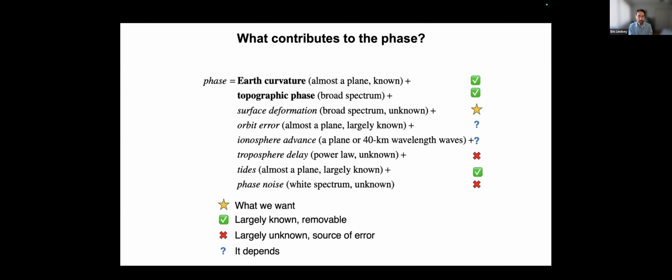So if we think about what we have and what we want, we actually know the Earth curvature and the topography pretty well these days. That wasn't always the case, but nowadays it's pretty good. We're looking for the surface deformation, right? That's typically what we want. We know the tides. There are models that can correct for that. We don't know the troposphere delay, and we don't know the phase noise. And then the orbit and the ionosphere are kind of variable. So in some cases we can correct for that, but not always. So we'll talk about each of those components.